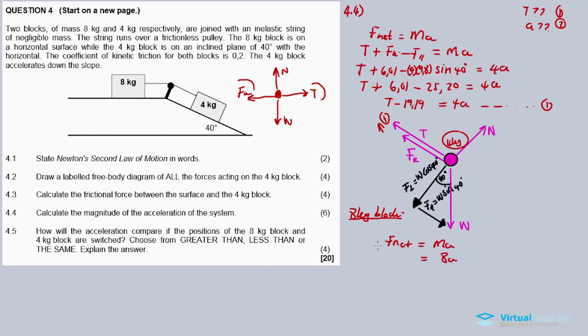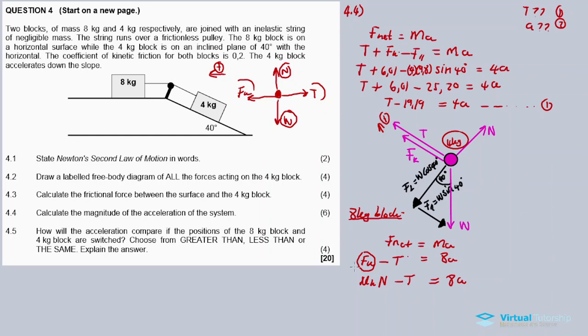So the net force, if we choose to the left as positive, is the kinetic friction, positive, minus the tension. Now, since the frictional force on the 8 kilogram block is not given, I have to calculate it. We know that Fk is calculated as mu k times the normal force, minus the tension.